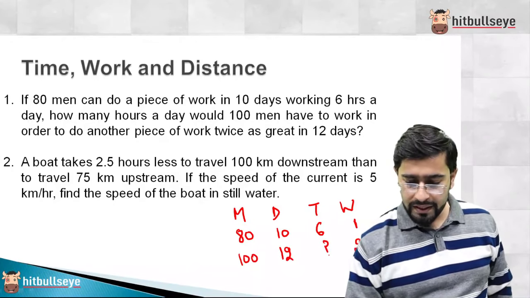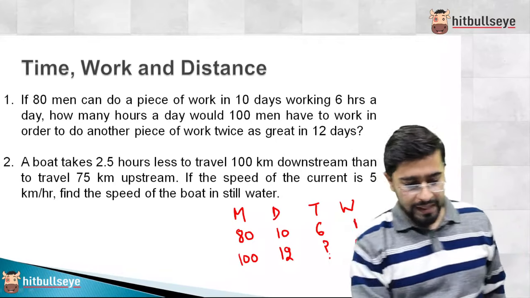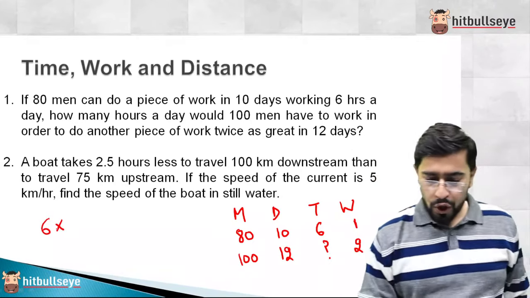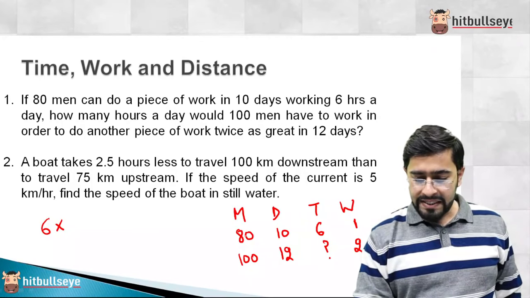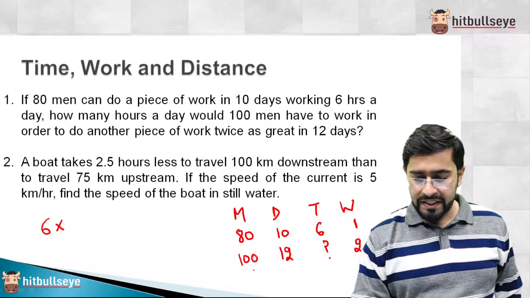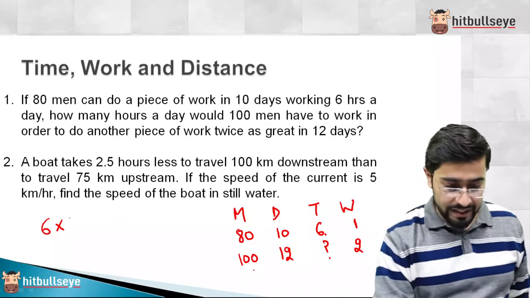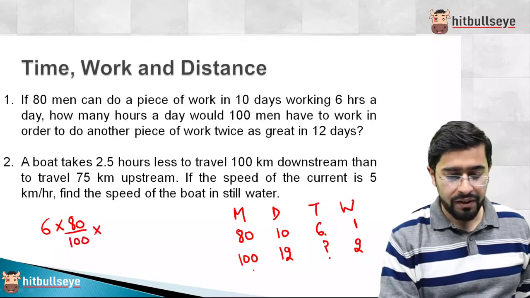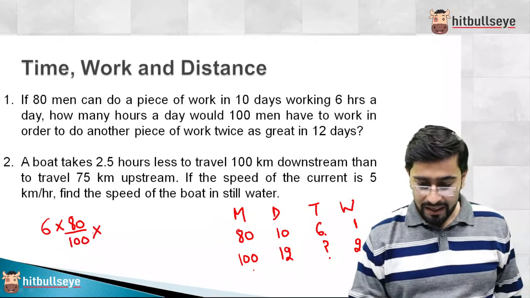So we have to find this time. How do we find this time? It is 6 into... when the number of men increases, the time will decrease. So since we have to go to a lower fraction, we do it in this sense, right?